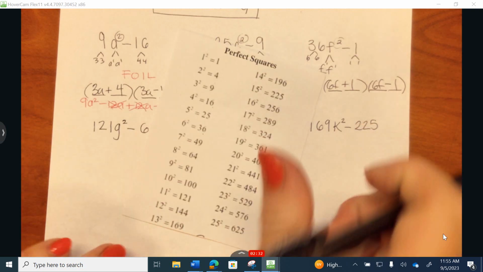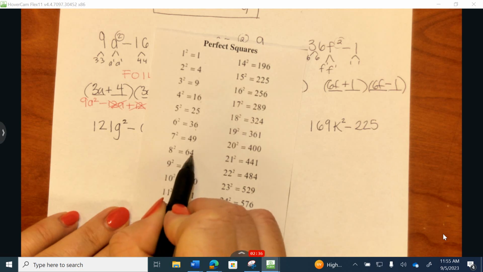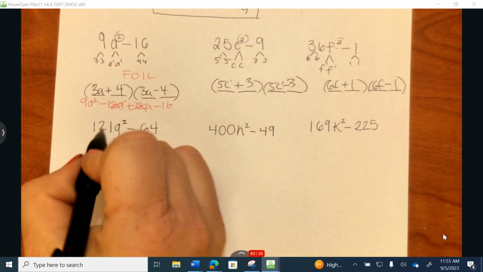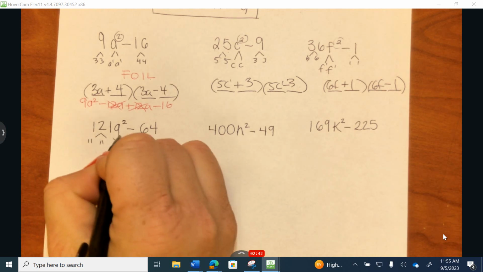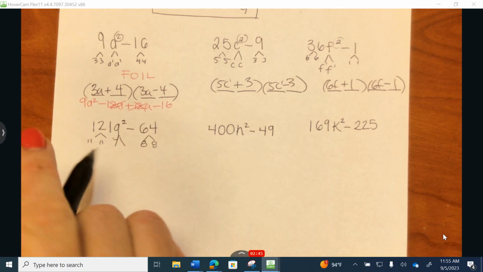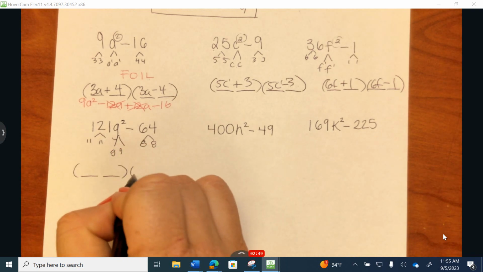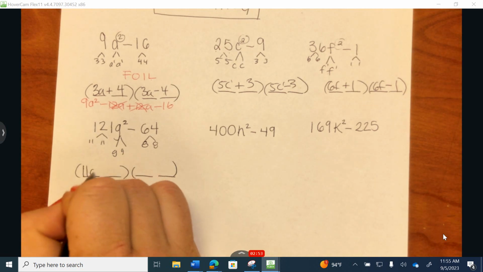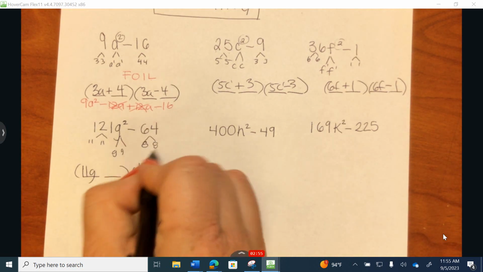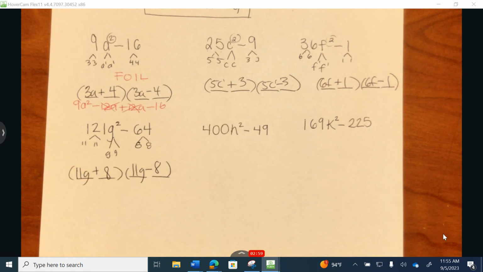121 and 64. 121 is 11 times 11. 64 is 8 times 8. Splitting 2 in half is basically what we do when we divide it by 2. The 11's and G's come from the front of this original expression, so it remains in front. 8 comes from the back, it will remain in back. One will be addition, one will be subtraction.